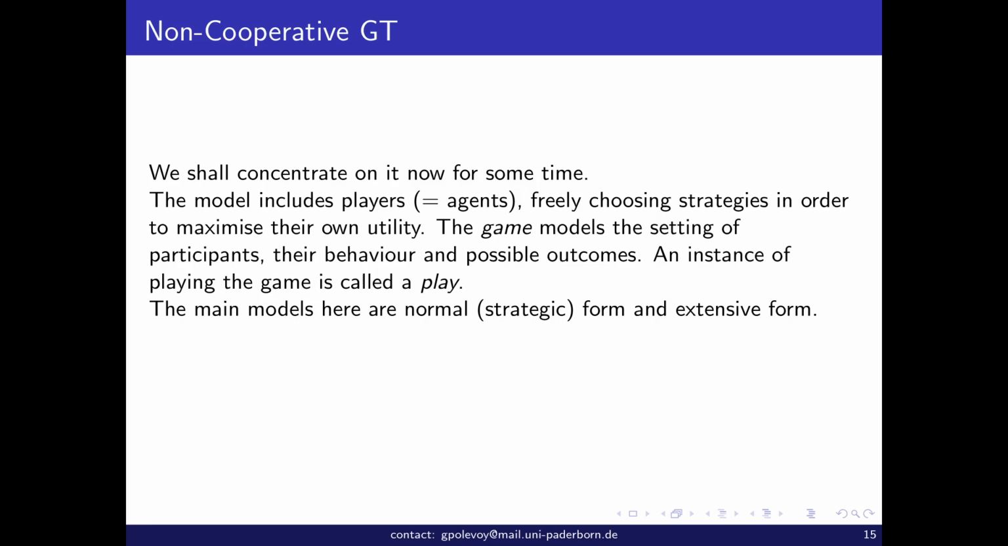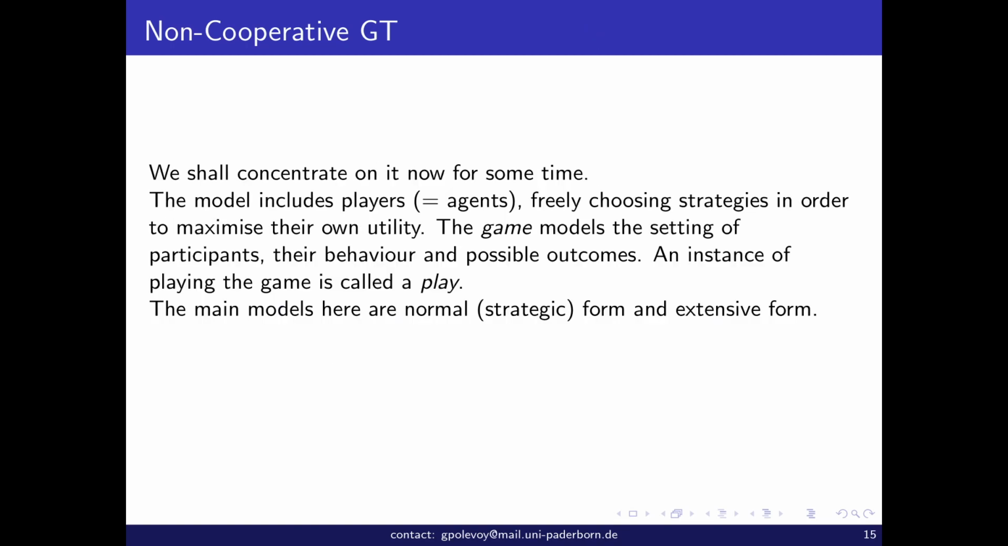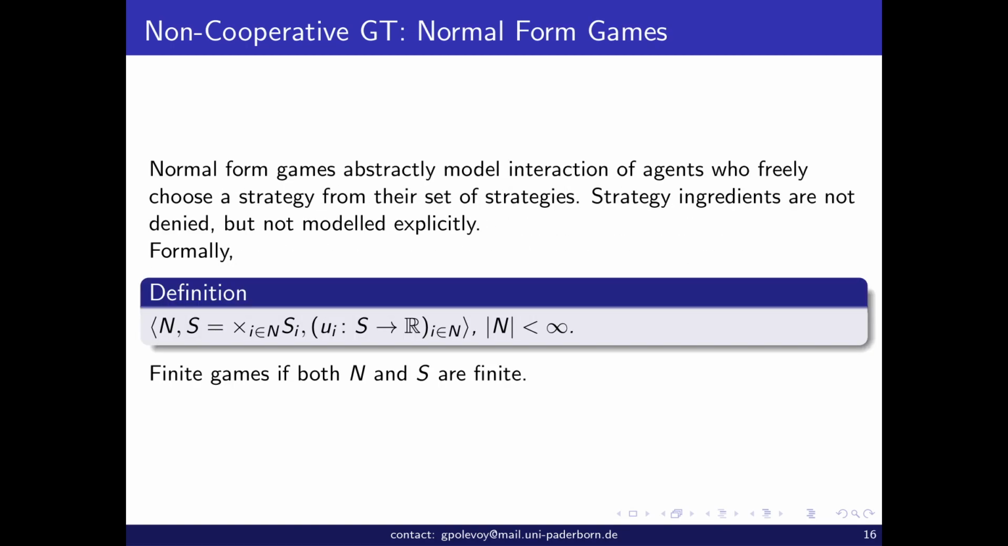And the main models here are the normal game, in other words sometimes called the strategic form game, where we only look at the strategies abstractly, and the extensive form, when you look at exactly what the components of the actions of each player are. Okay, so finally we get to the definition of the game. So finally we are past the introductory part of the introduction, and now we get into the core definitions.